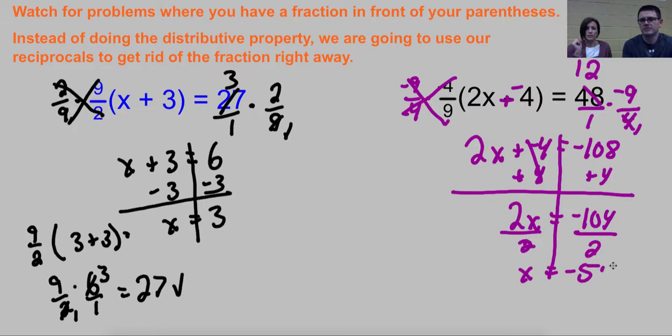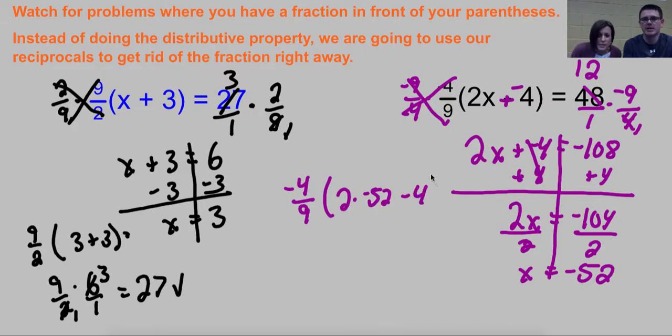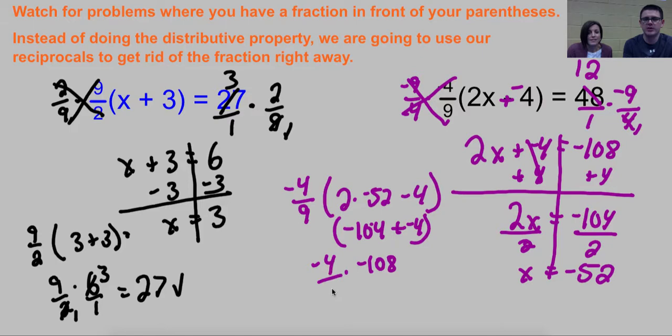That's pretty. See, I took my time so you could do that mental math quick. You're going to write out the whole check, aren't you? Yep, negative 4 ninths times 2 times negative 52 minus 4. 2 times negative 52 is going to give me negative 104 plus a negative 4 is a negative 108. You're going to love doing these checks. They are so much fun.